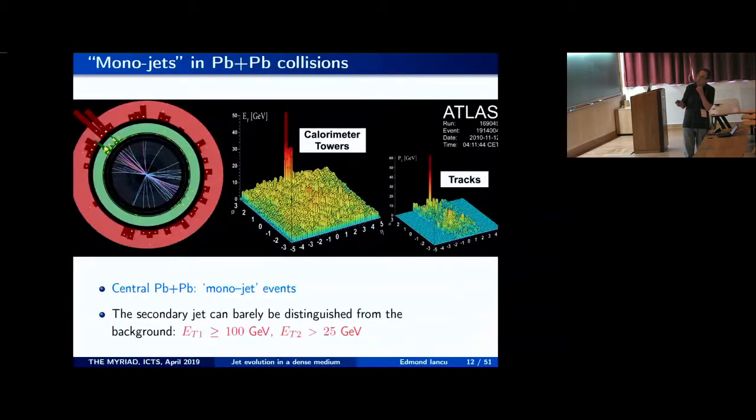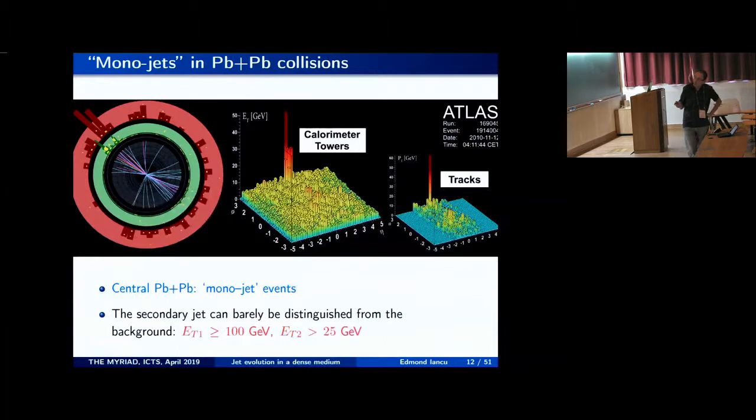And now let's go to central lead-lead collision. Then one sees events like this one, which are called monojet events. You see a huge background, you see one jet, and you see no other jet. It's like missing energy. Well, it's not missing energy, just that the other jet has melted in the background, because the interaction with the medium was so strong that it has lost energy, and that energy has been transmitted to the particles in the medium. So the whole energy of that would-be jet has disappeared and has been transmitted to the background. So one of the jets becomes a part of the background.